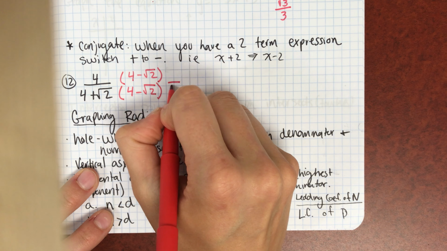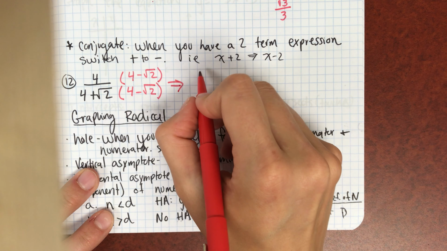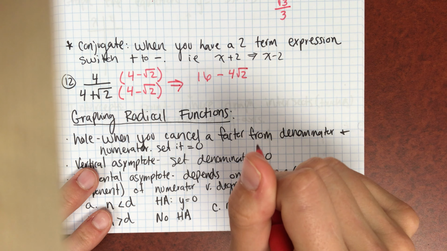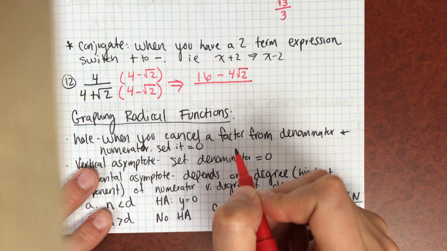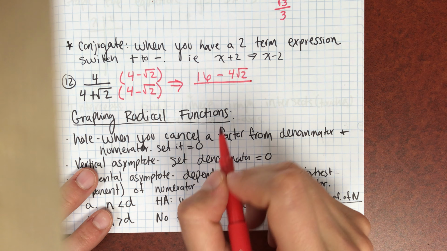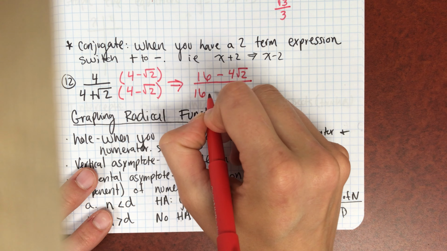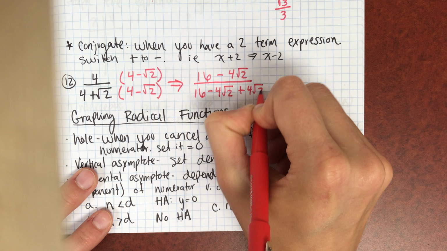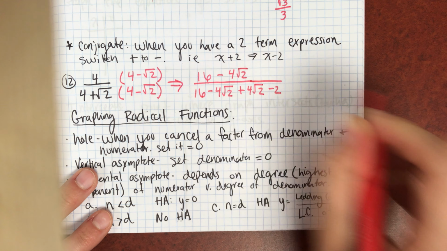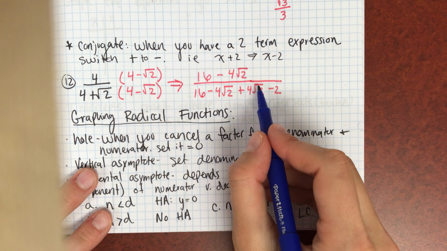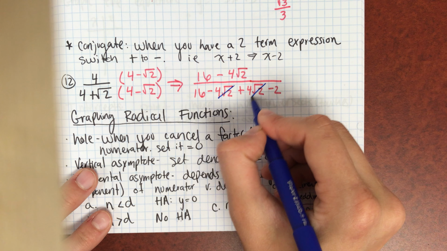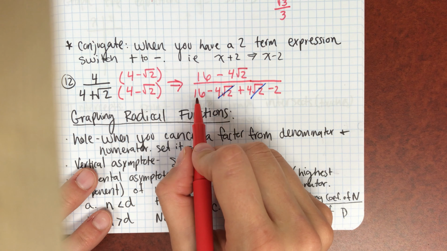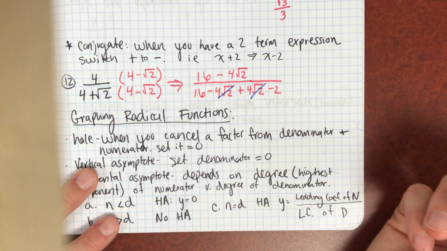okay, what this would turn into is you would distribute the top, so we'd have 16 minus 4 square root of 2, and in the denominator we would distribute, and just by our double distribution, it gets a little messy, but persevere with it. Okay, and if you look, our two radicals cancel out. So then we have 16 minus 2, which would be 14.